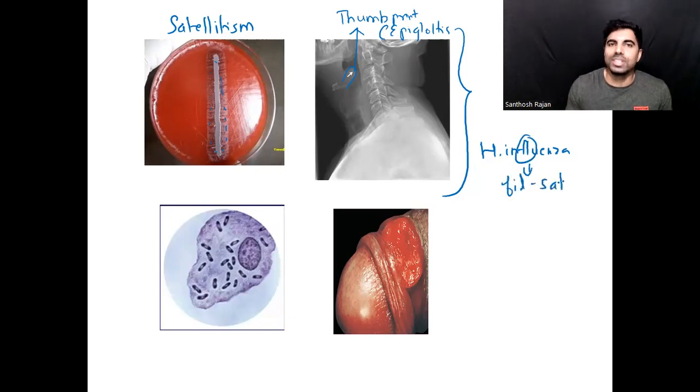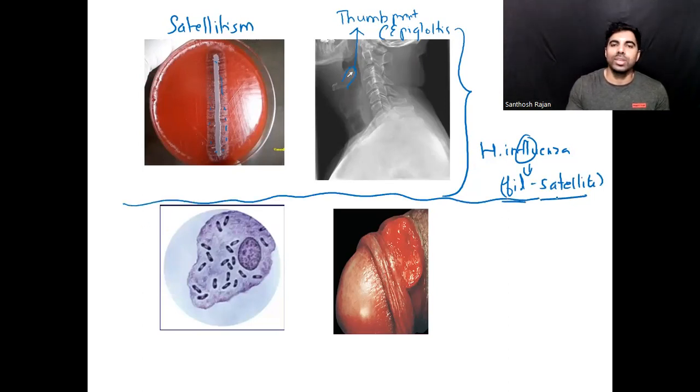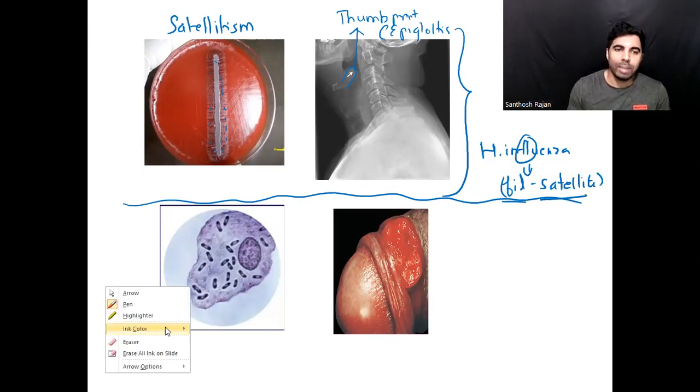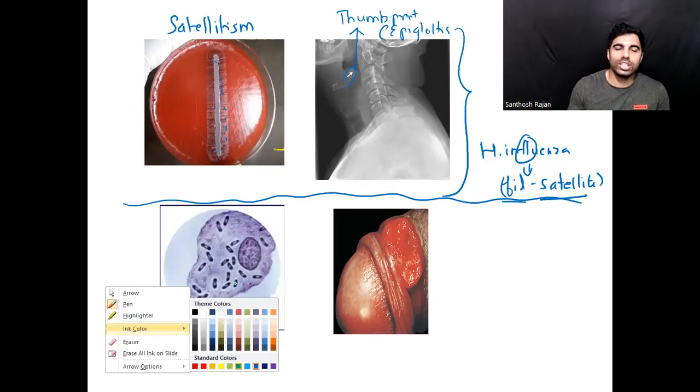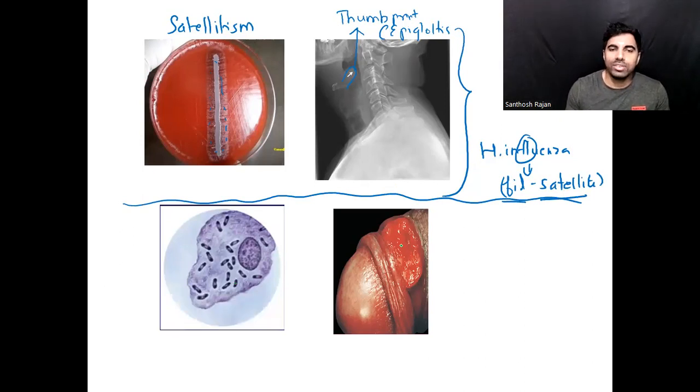Satellitism is an important, frequently asked question. Growth factors, whether they need X and V factor or not, that is theory and I'm not going to talk about it here. We are talking only about the pictures here. Rapid revision. Look at this picture. They might give that an ulcer was seen, a beefy ulcer, but not painful. And on the image, there was a safety pin appearance. Safety pin.